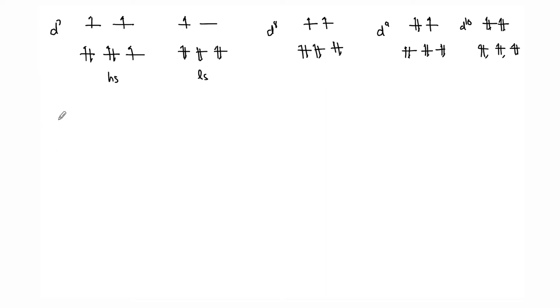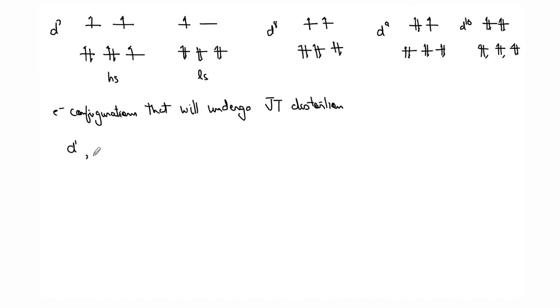So now let us list down what all electronic configurations will undergo Jahn-Teller distortion, which will be, we will have D1, D2, D4 high spin, then you have D4 low spin will also undergo, then D5 low spin, D6 high spin, D7 high spin, and D7 low spin will also undergo, and I think D9. Others will not undergo Jahn-Teller distortion.